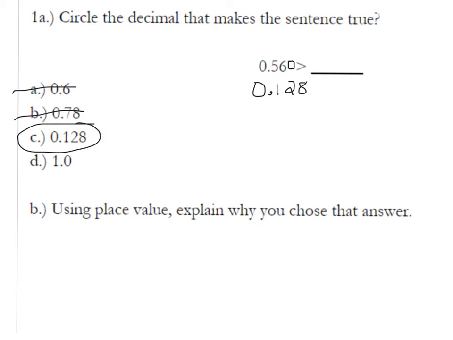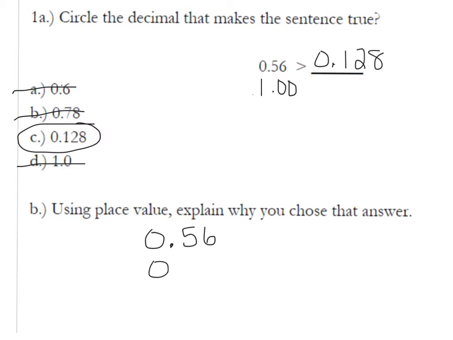And if we just checked the last one, just in case, it says 1.0. And we know 56 hundredths is not bigger than a whole because it's less than a whole, so that one wouldn't work. So the correct answer is 0.128. It would make the sentence true, or C. Now it says, using place value, explain why you chose that answer. Well, ultimately, you could write it down just like I did to compare it. So I know 56 hundredths and 0.128, 128 thousandths, are two different place values. So if I add an extra 0 here, I can see that 560 thousandths is much bigger than 128. All right, let's go on to the next problem.